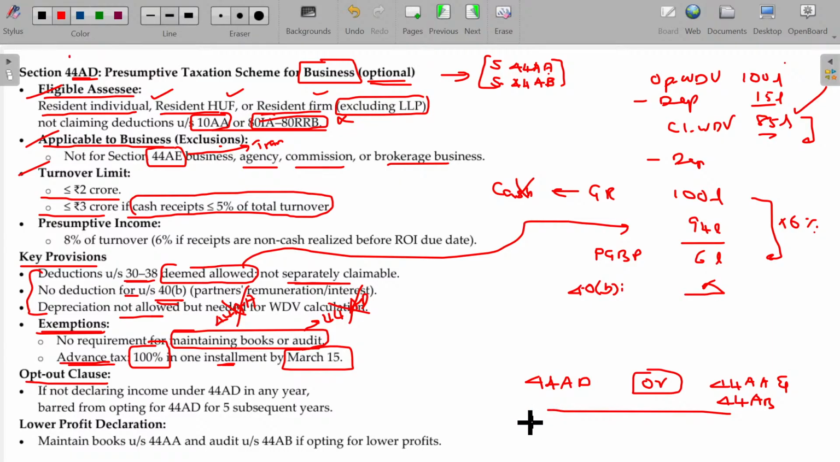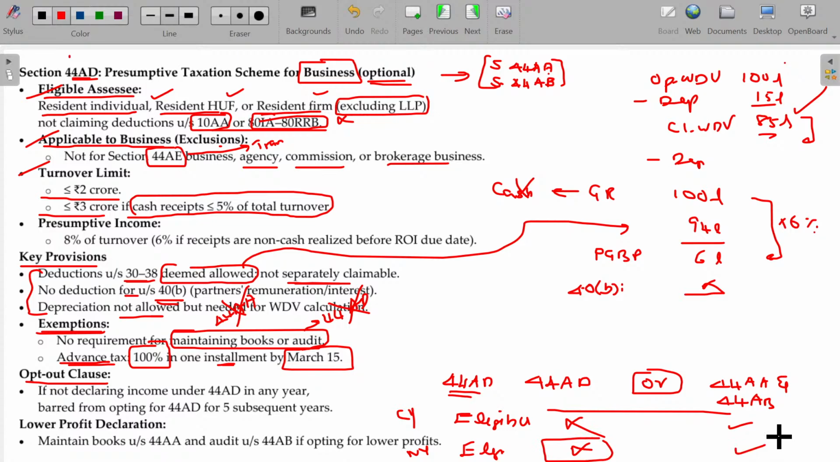You are eligible for 44AD, but you have not opted for 44AD. You opted for this one. Though you have the option to enjoy the 44AD benefit, you don't enjoy it and shift to 44AA and 44AB. Thereafter, in the next year, this is the current year, the next year, you will be eligible under section 44AD, yet you cannot opt for it. You are not allowed to take it. You have to go for this one only.